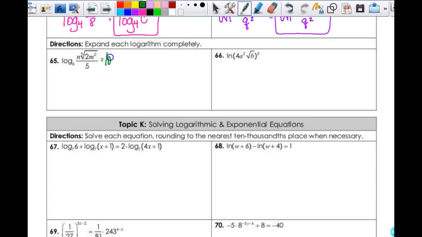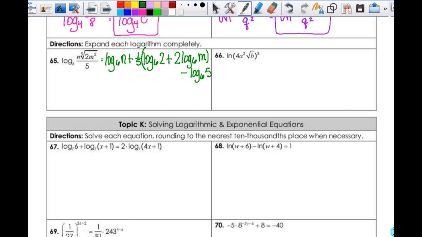I'm going to take log base 6 of n plus, now this is the 5th root, so all of this here is to the 1/5 power, so I'll just go ahead and bring the power out front, times log base 6 of, and then this still is just 2m squared, but I can add that. If I separate that, I'm putting parentheses here, so log base 6 of 2 plus that m squared is going to be 2 log base 6 of m, and then that minus the denominator, which is log base 6 of 5.